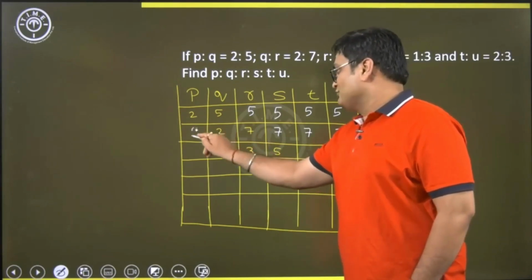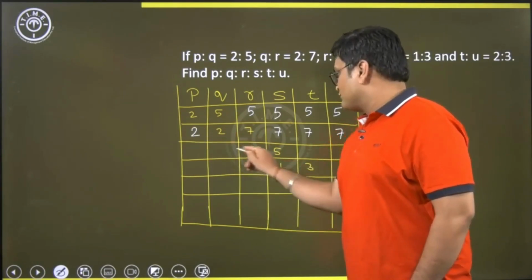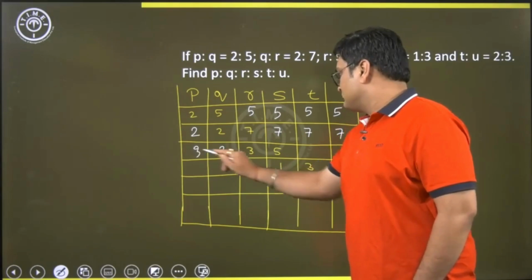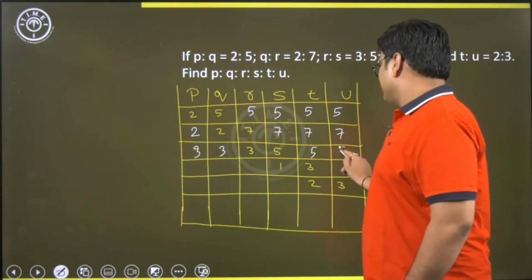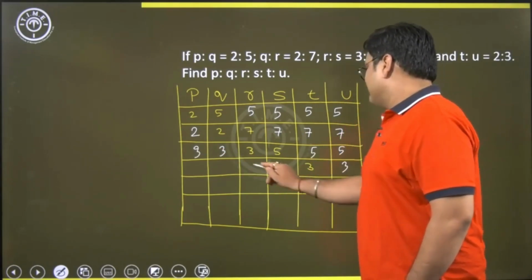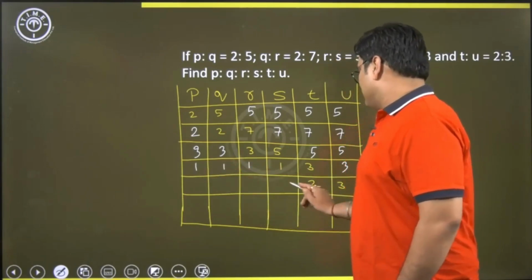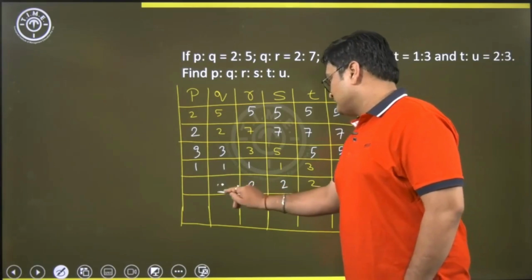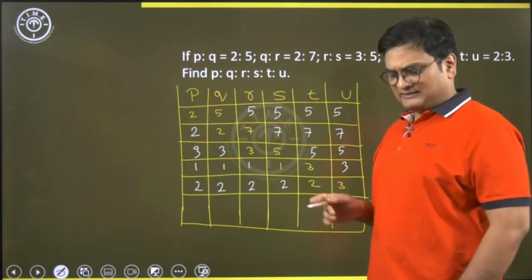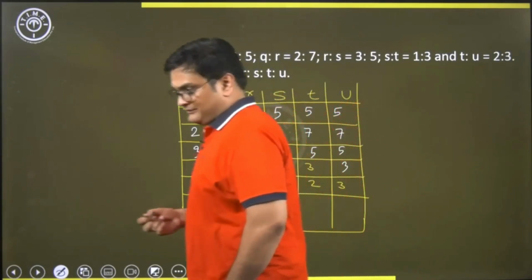For this, adjacent is 2, I write 2. For these two, adjacent is 3. For these two, adjacent is 5, I just write 5. For this, it is 3. For this, it is 1. For this is 2. And that's it. We are able to fill up all the cells besides the ones which were given to us.